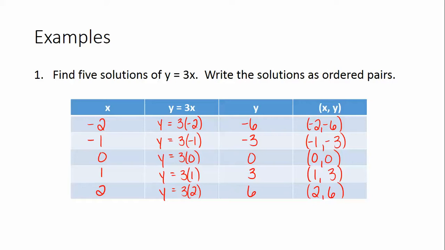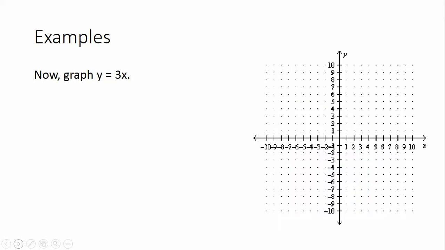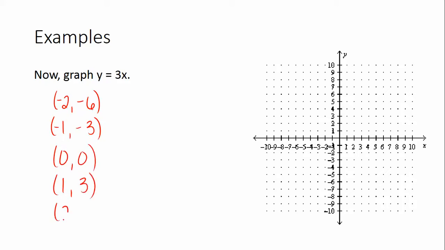So some of your homework will look like this. Find some solutions to the equation. Write some ordered pairs that make that equation a true statement. Now we're going to go on and graph. In order to graph, I need those 5 ordered pairs: -2, -6, -1, -3, 0, 0, 1, 3, and 2, 6. When we go over to the graph, you just plot those 5 ordered pairs.